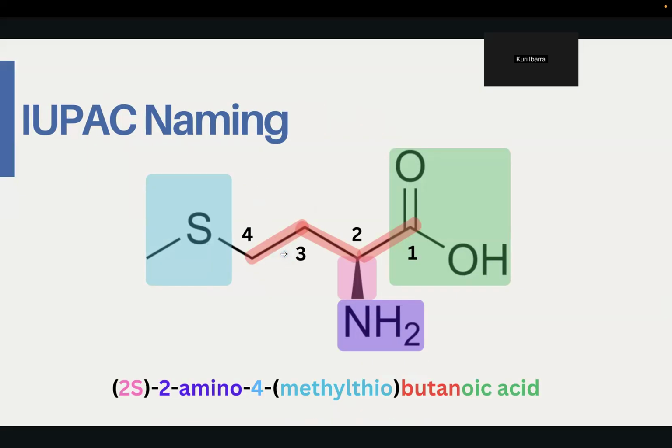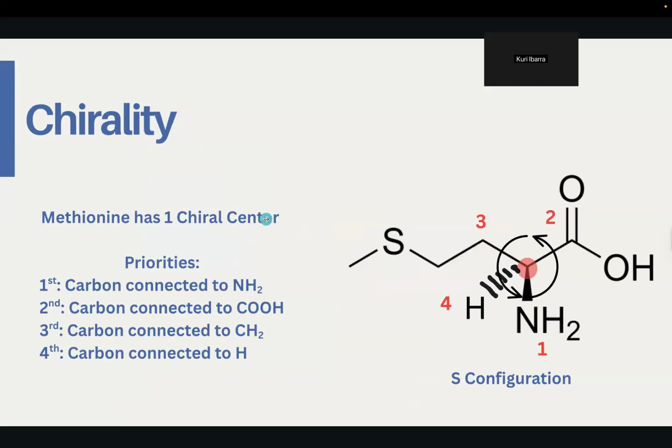The full IUPAC name of methionine with its stereochemical configuration is (2S)-2-amino-4-(methylthio)butanoic acid. The 2S indicates the configuration the alpha carbon has, which leads us to the chirality of this molecule. Methionine has only one chiral center, where the alpha carbon is attached to four different groups.